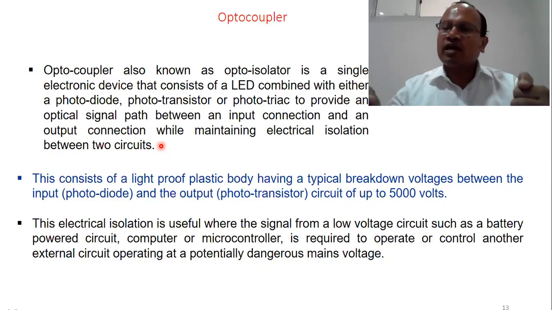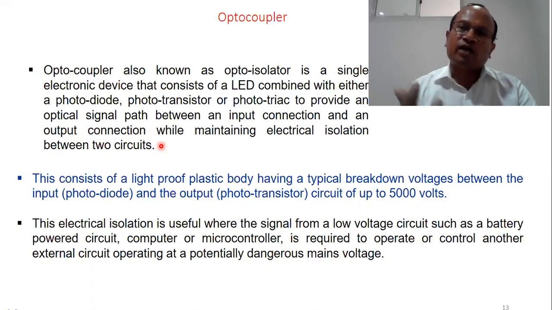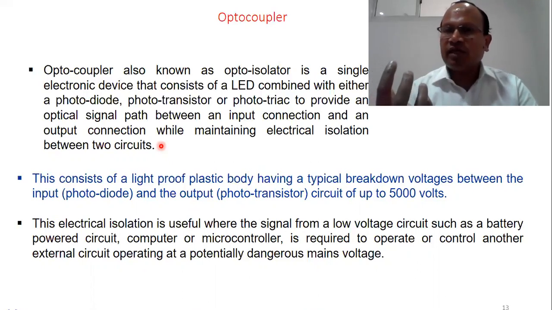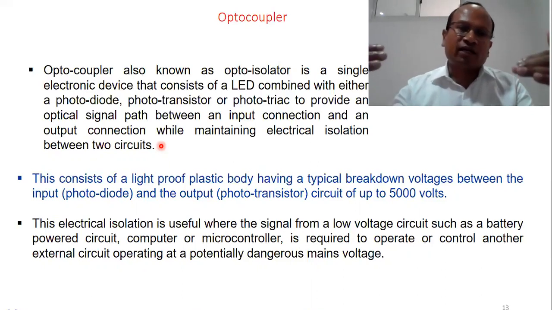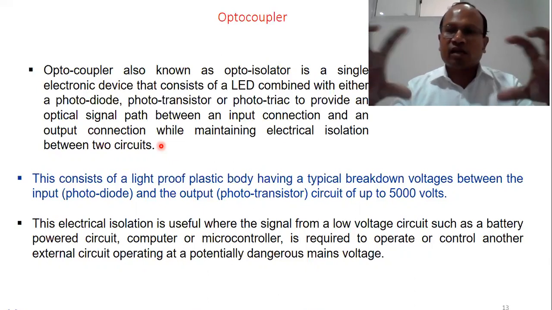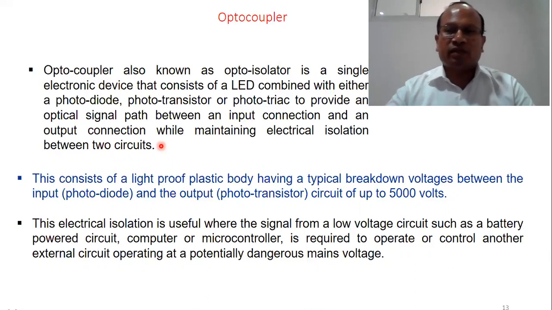Suppose there are two electrical circuits. We want to isolate both circuits. So one circuit can be connected with the LED. The current can be converted into light, and then that light can be converted again by the photodiode and can drive the other electrical circuit. So two electrical circuits can be combined. They can be coupled as well, right? So this is what is called optocoupling.